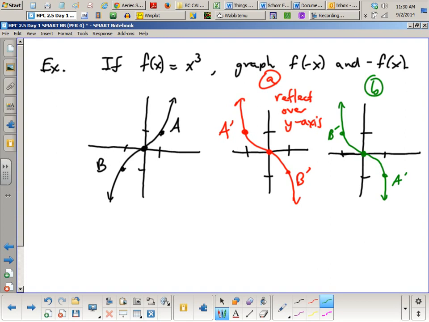So this is a very rare situation, but I reflected over the y-axis first, and then I reflected over the x-axis. And they look exactly the same. I reflected over the y-axis, reflected over the x-axis, same exact graph. This is very unusual and very rare. Why did this happen? Why would f of negative x be the same as negative f of x?